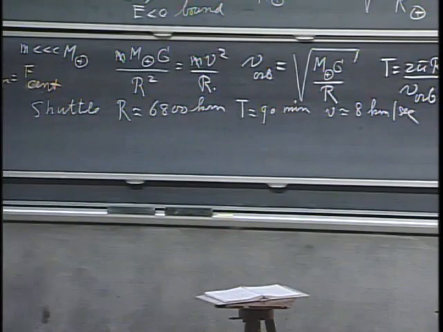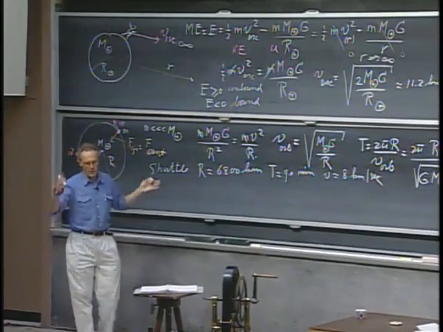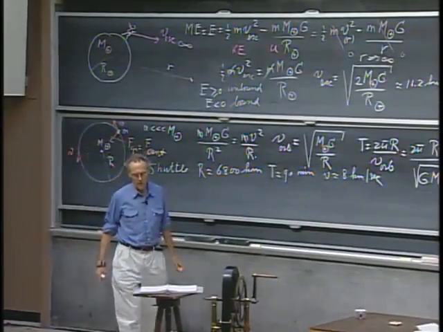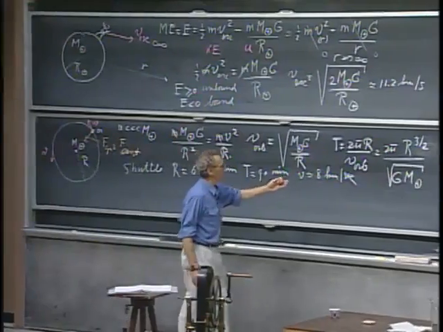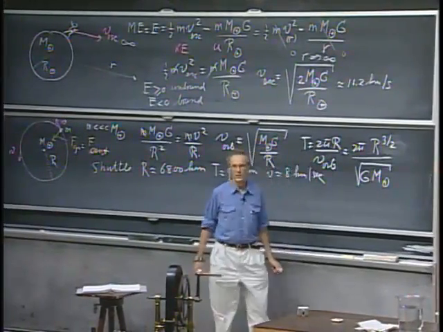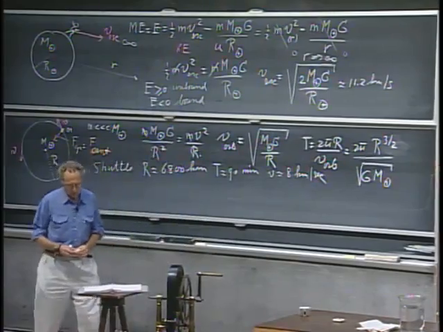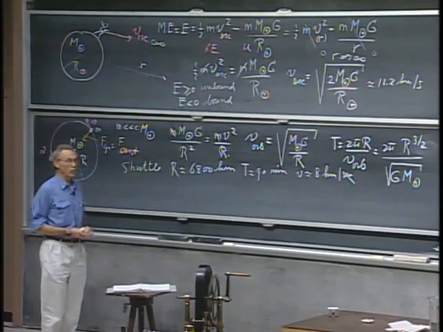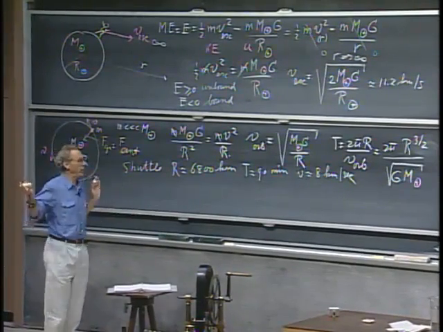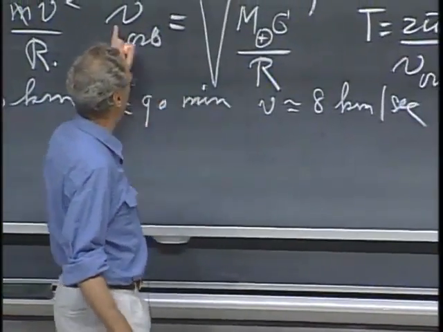The moon is much further away than the shuttle. If you take the distance to the moon, which is some 385,000 kilometers, and substitute that in this equation, you will find that the period for the moon to go around the Earth is about 27.5 days. And its speed is only 1 kilometer per second. It's much further out. If it's much further out, r is much larger, and so you see the speed will be much lower.